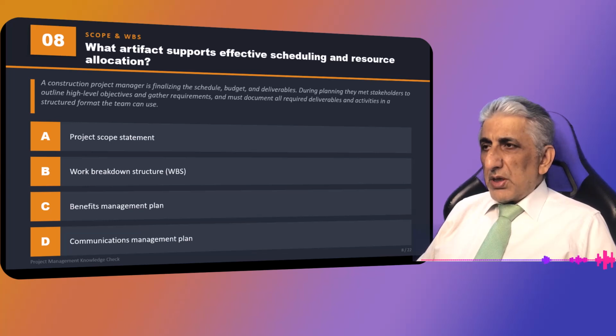Project scope statement, maybe? No. There is no information about the detailed timeline. Work breakdown structure, maybe. Benefits management plan. What does the benefits management plan have to do with scheduling? Communication management plan is about communication, not about scheduling.